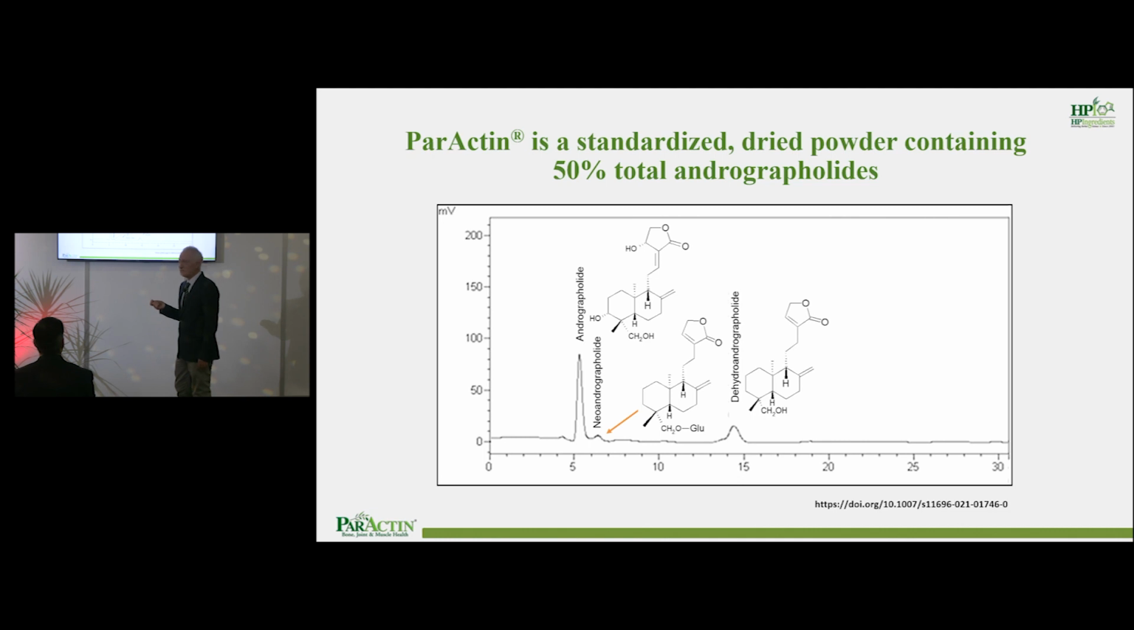What does ParActin contain? It is a standardized dried powder, containing 50% total andrographolide. Here you can see the HPLC, where you have the first peak, which is andrographolide. You have neo-andrographolide, which has a glucose attached, and dehydroandrographolide. Of course, it has many other substances that probably contribute to the biological effect of the plant. Next one.